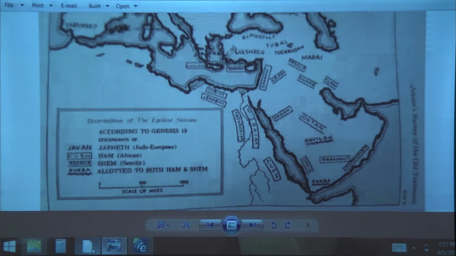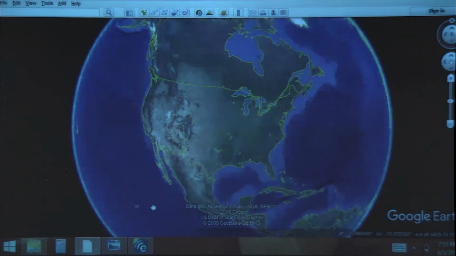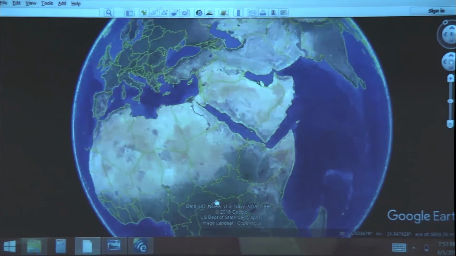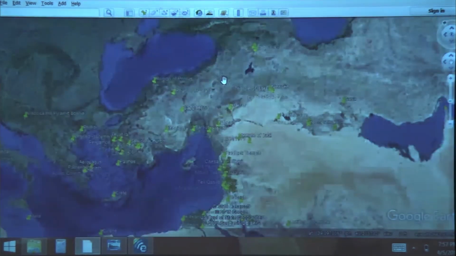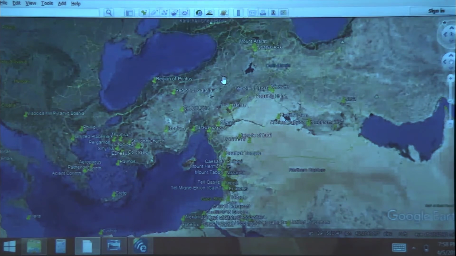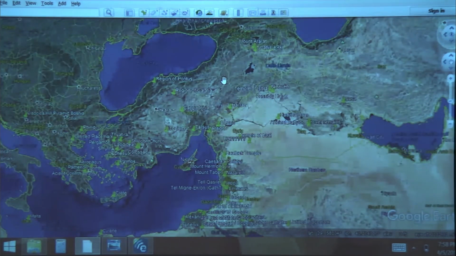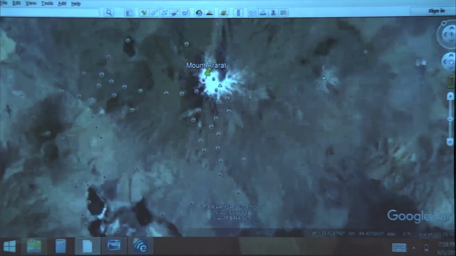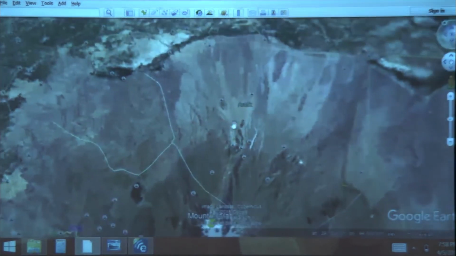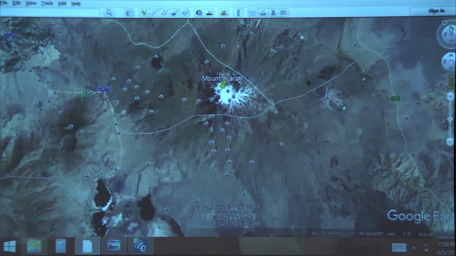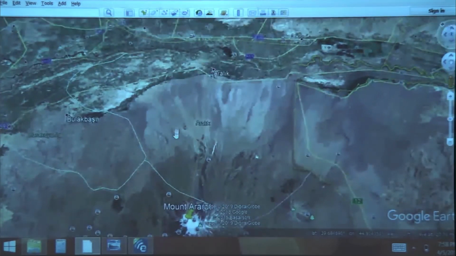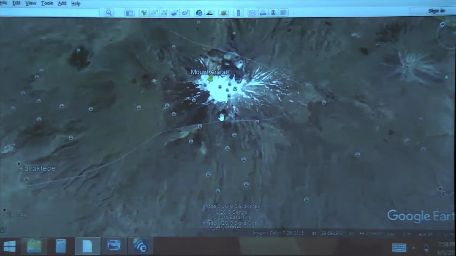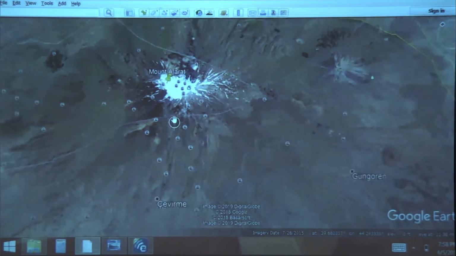Okay. Now, if Google Earth is awake, yes. I love Google Earth. Where did the ark come to rest? On Mount Ararat? Or in the mountains of Ararat, right? This is Mount Ararat. Ararat or Ararat? So it doesn't really matter, right? Okay. So this right here was the mountain, or Mount Ararat. And this would have been the area, or these mountains, where the ark came to rest.